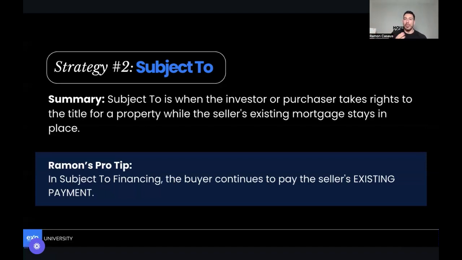If you remember, when we were talking about seller financing, we said an easy way to remember seller finance is that you create a new payment. Buyer and seller come together and negotiate all the terms, which creates the new payment. But in subject to financing, the buyer continues to pay the seller's existing payment. So seller finance is new payment, subject to is existing payment. Easy way to remember and not get these two twisted.